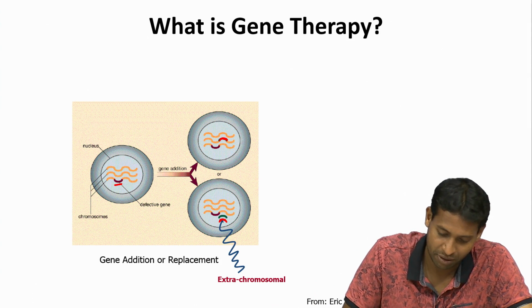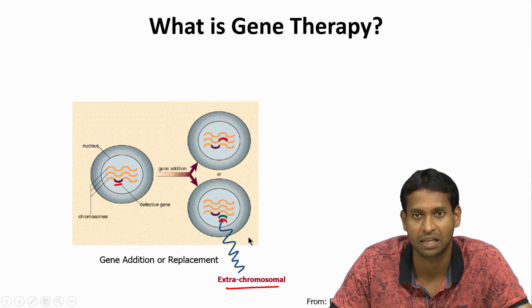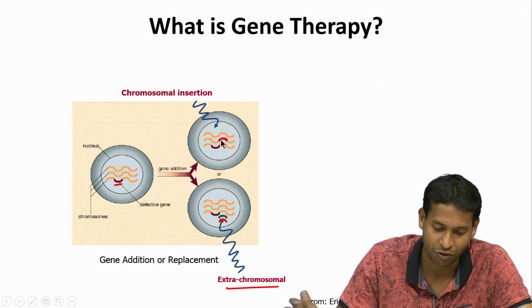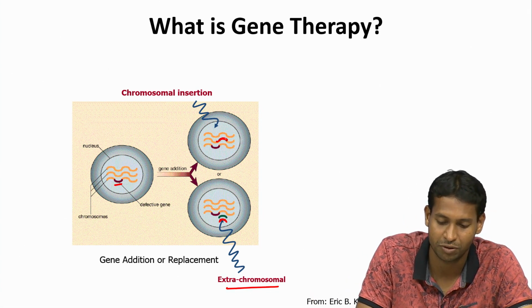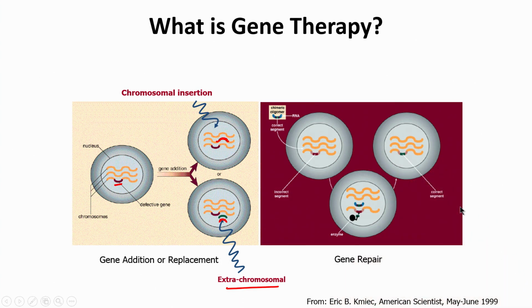So if you are talking about extrachromosomal, this means it is outside the chromosome, but it will still lead to protein production. This is chromosomal insertion, of course, because now it has integrated with the rest of your genome. And then this is gene repair, where, let us say a portion of your gene is not functional, so you have an incorrect segment and everything else is correct. You come in and insert the correct segment by replacing the defective segment.